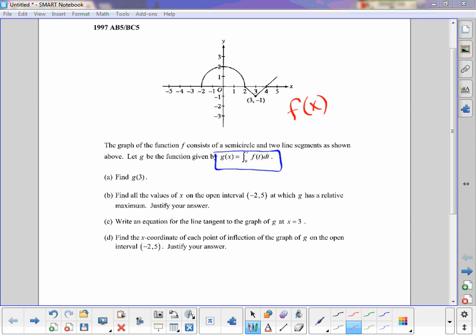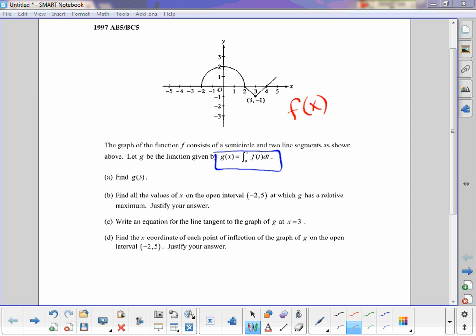So many times they throw the derivative at us. Okay, f consists of a semicircle and two line segments as shown above. Let g be the function g of x equal that. Okay. So, as Amelia was saying, there's actually that connection between that and the derivative. We'll get there in just a moment.